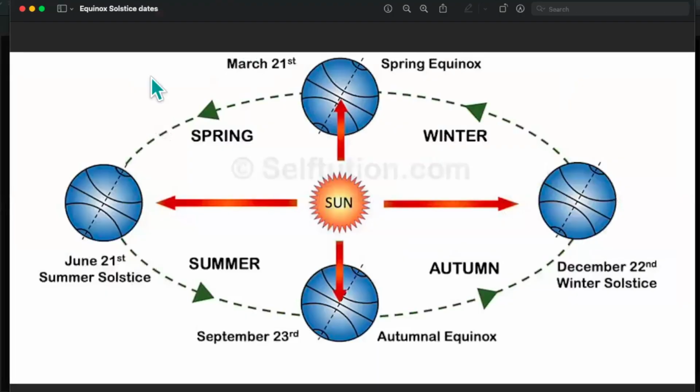Now, what we have done is, on charts for the last, let's say, 20 years, these 4 days have been marked, which is 21st of March. March is the third month. Same way, June is the sixth month, September is the ninth month, and this is the 12th month. So this is 3, 6, 9, and 12.